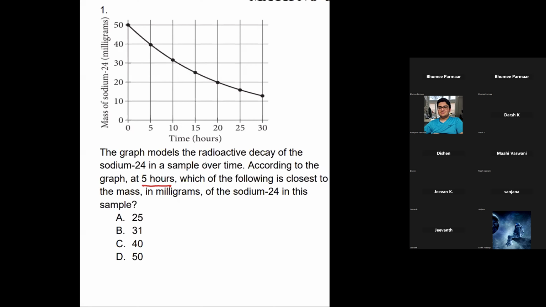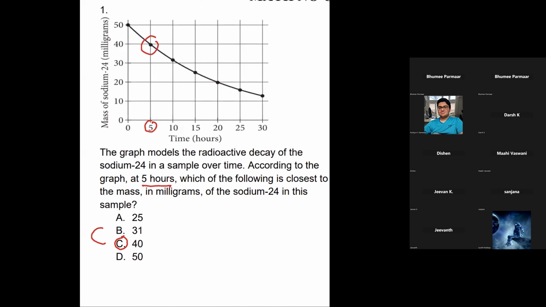Okay, so for this one, we're told that according to the graph, at 5 hours, which of the following is closest to the mass in mg of the sodium 24 in the sample? So we go to the time, 5 hours, right here, and we see in mg where it intersects, which would be right here at 40 milligrams, which is answer choice C. So we're starting off really easy.